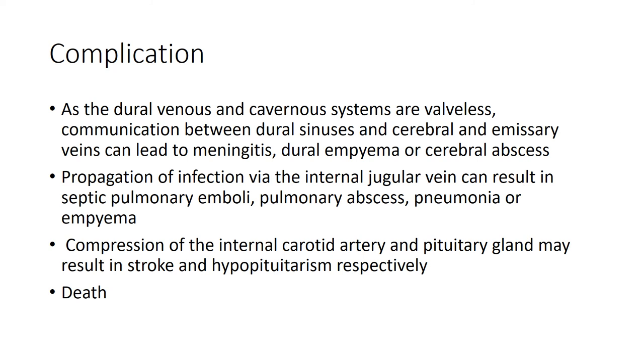So what are the complications of cavernous sinus thrombosis? Since the dural venous and cavernous system are valveless, communication between dural sinuses and cerebral and emissary veins can lead to meningitis, dural empyema, or cerebral abscess. Propagation of infection via the internal jugular vein can also result in septic pulmonary emboli, pulmonary abscess, pneumonia, or empyema. Compression of the internal carotid artery and pituitary gland may result in stroke and hypopituitarism respectively. And the ultimate complication of cavernous sinus thrombosis is death.